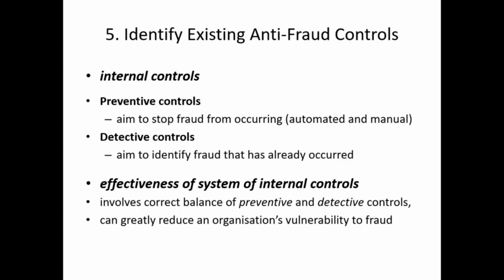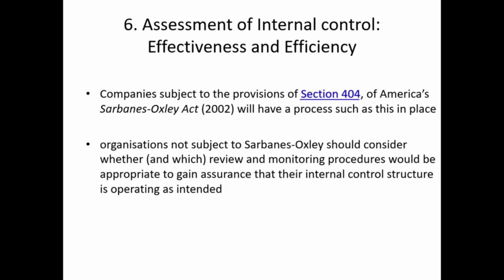So also think about the distinction between the two types of controls: the preventative, stopping it from happening, and then also the detective, to identify. So it's not just looking forward, it's also potentially looking back. What steps are in place to prevent this from happening in the first place? But also, what do we have in place to identify fraud if it does happen? And make sure there's a good balance between the two and that they are complementary. Section 6 is all about assessing the internal controls, their effectiveness.